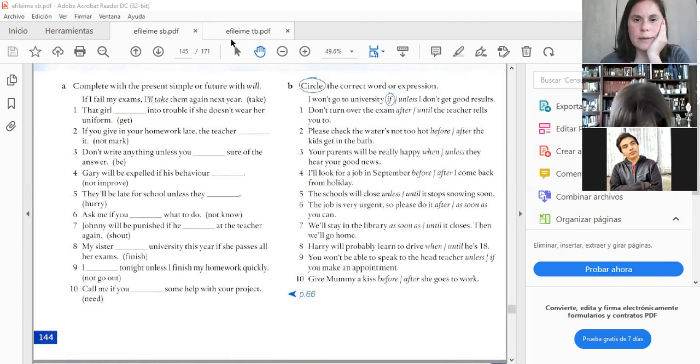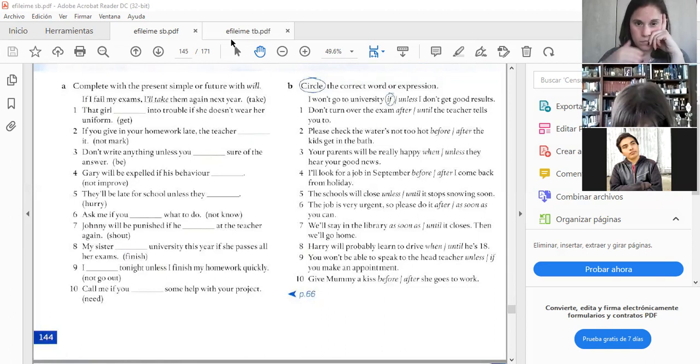Excellent. Very good. Number 3. Your parents will be really happy when they hear your good news. Excellent. Very good. Number 4. I look for a job in September after I come back from holidays. After, okay, very good. Nico, do you agree so far? Yes. Okay. Marta, one more. The school will close unless it stops snowing soon. Unless, excellent. Very good. Nico, go on.